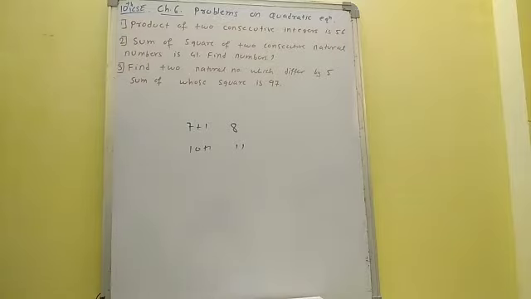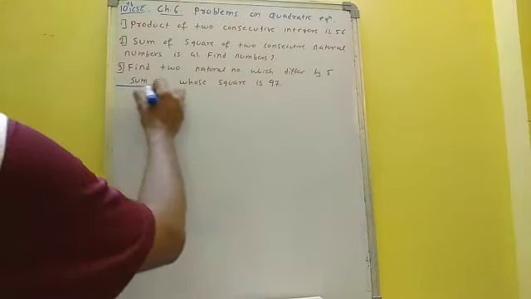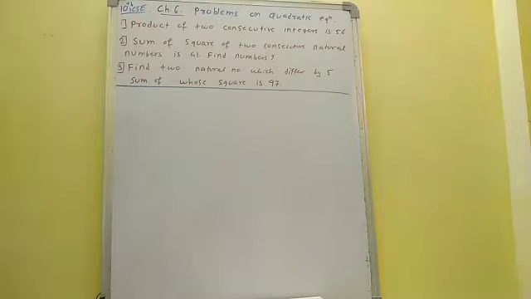So we will take the first number to be x. I have written 3 questions on the board. I will complete those 3 questions first, then we will do the next one. Product of the two consecutive integers is 56.